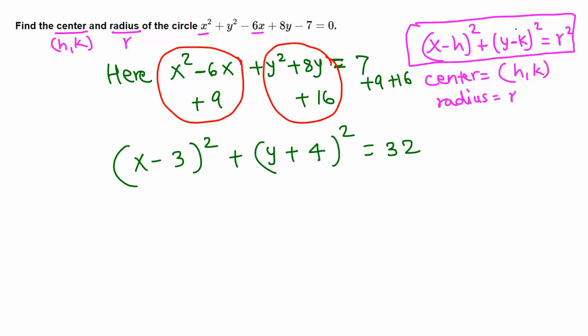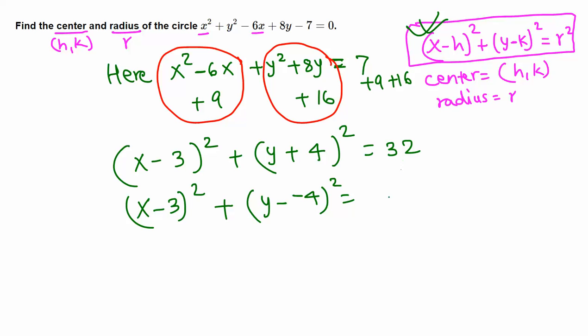Now this is in the standard form. Let me write one more step. (x minus 3) quantity squared is like (x minus h) squared. For y, it's plus, but we can always write y minus negative 4. So (y minus k) with k negative 4, squared, equals 32. This is not a perfect square number, but we can always write root 32 squared, because square and square root cancel, so we have 32.